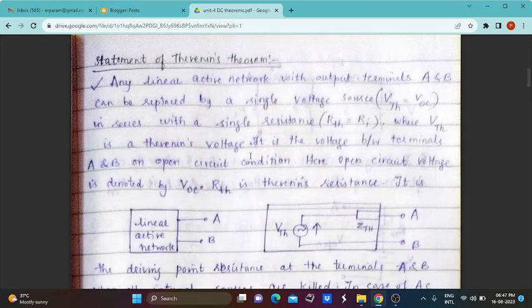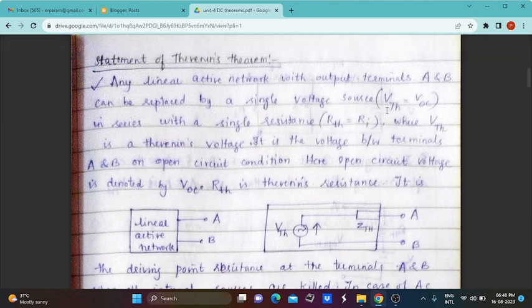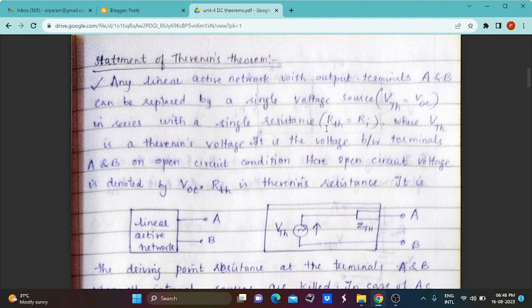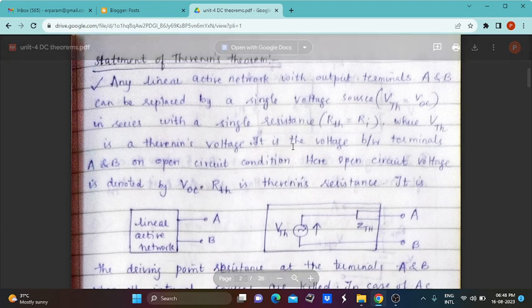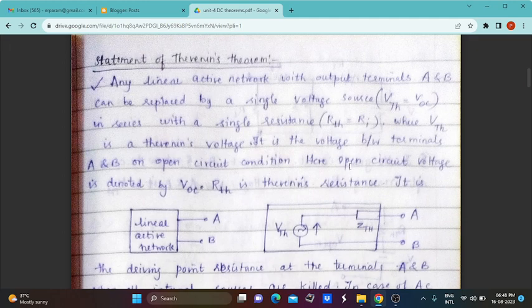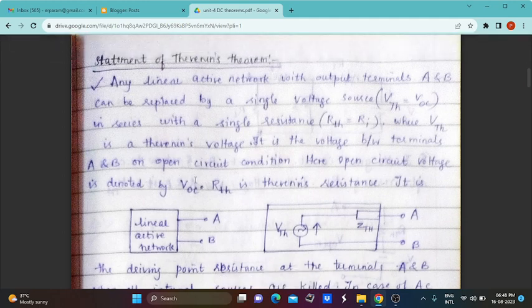Let us see the statement of Thevenin's theorem. A linear active network with output terminals A and B can be replaced by a single voltage source, VTH, which is Thevenin's voltage or open circuit voltage, in series with a single resistance, RTH, Thevenin's resistance. Here VTH is the voltage between terminals A and B under open circuit condition, so it is otherwise called the open circuit voltage, denoted by VOC.